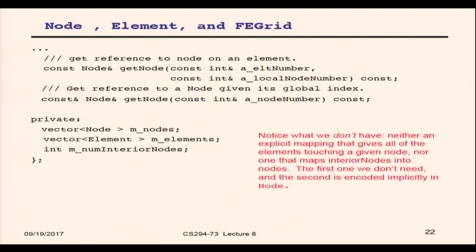The first one we don't need, because we're never going to try to do anything that's node-centered. Everything is going to be built up incrementally from summing over elements. So we never need to look at all the elements touching a node. And the second one we don't need because we've already implicitly encoded it in node. We know what nodes are interior nodes.